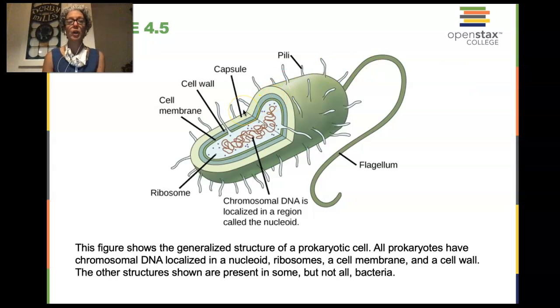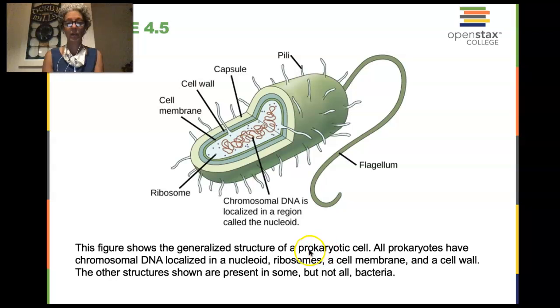This is a generic prokaryotic cell. Prokaryotic means before nucleus. So these cells have DNA. That DNA is a single circular chromosome, and the region where that DNA is sitting is called the nucleoid. So anywhere that DNA is, that is the nucleoid. There is no separate membrane around that DNA, so it is not a nucleus. That is only in eukaryotic cells.